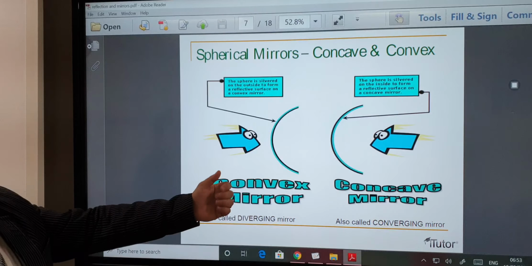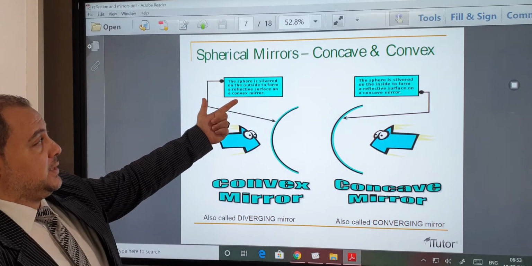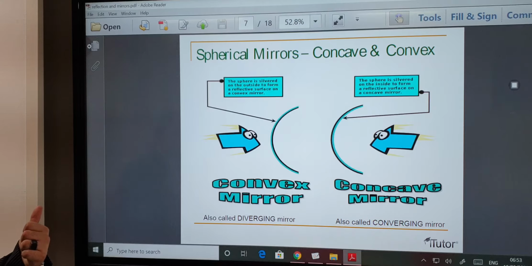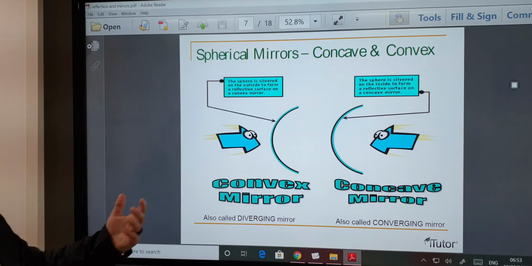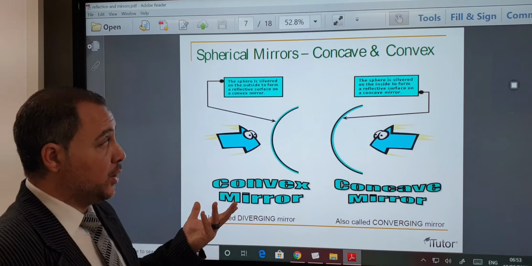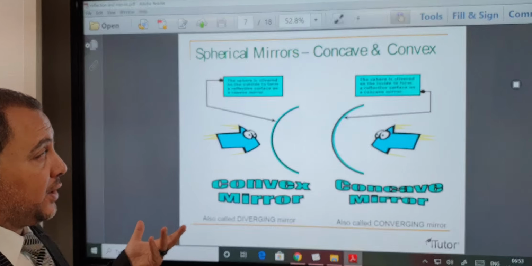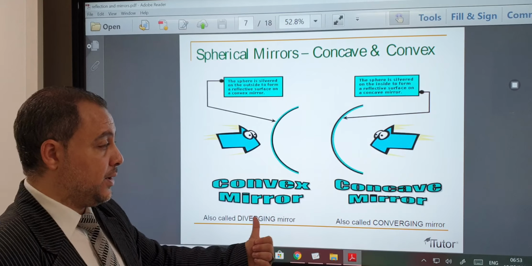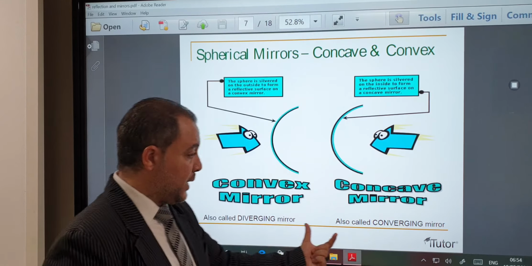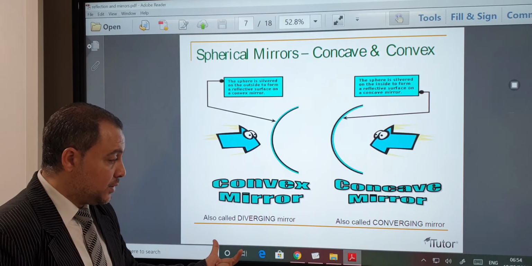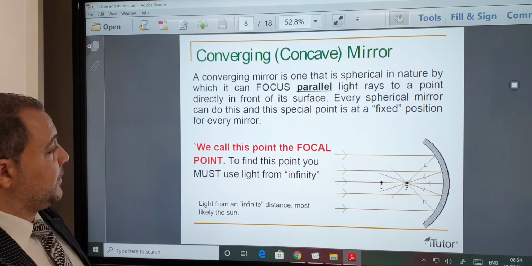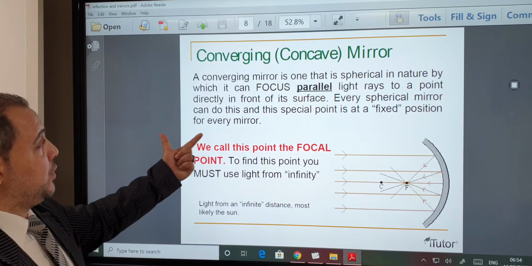Spherical mirrors, concave and convex. The sphere is silvered on the outside to form a reflective surface on the convex mirror. The sphere is silvered on the inside to form a reflective surface on the concave mirror. There's a difference between them. The concave mirror, as we said, is called a converging mirror. These are the rays that we said before.